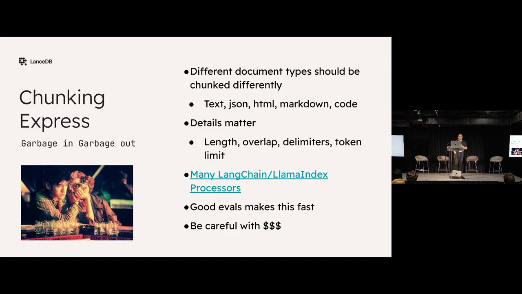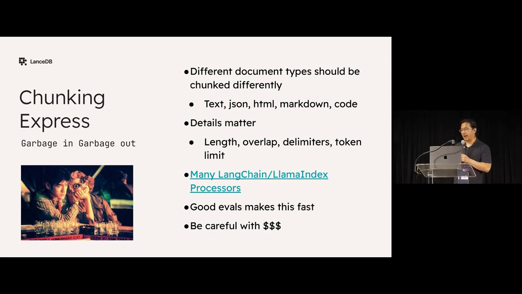The second knob you can turn is the chunking strategy. Depending on your use case and the type of data, there are lots of different ways you can divide up your text data. You want to do it in a way that matches your use case so that you don't end up with a garbage in, garbage out kind of pipeline. For example, text versus JSON or HTML data, or Markdown versus code, all have different structures and different syntactic rules. You want to make sure that you use the correct parser and chunker for those.